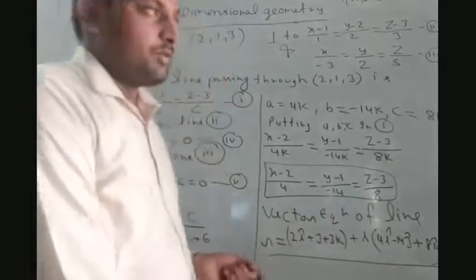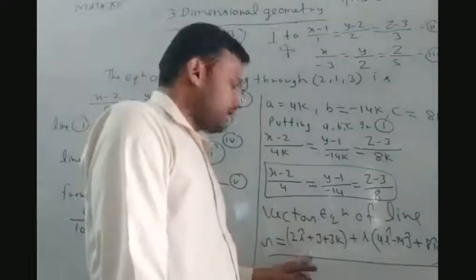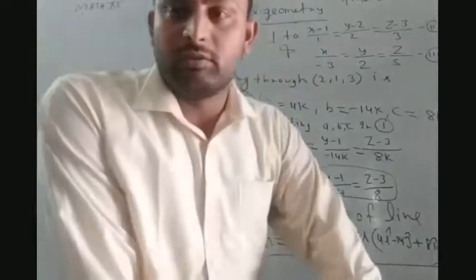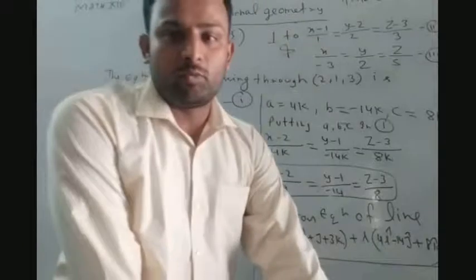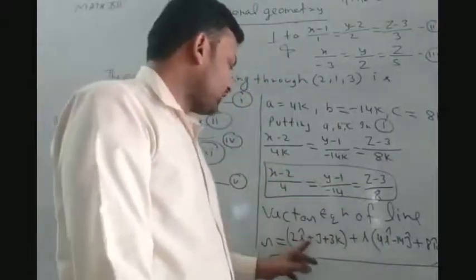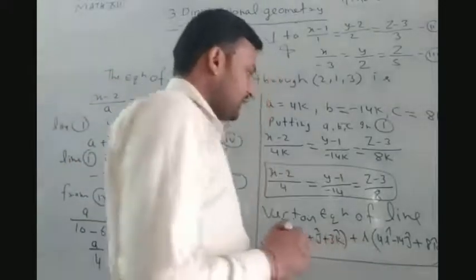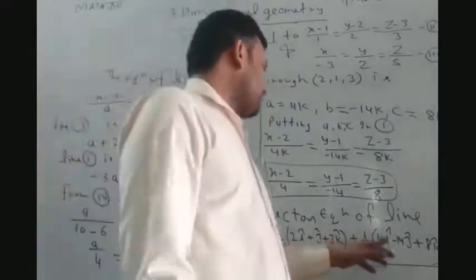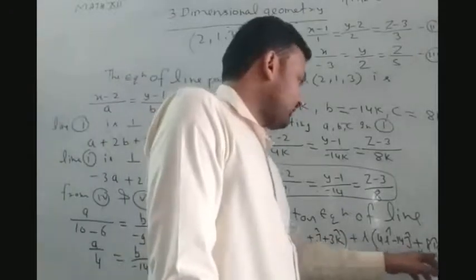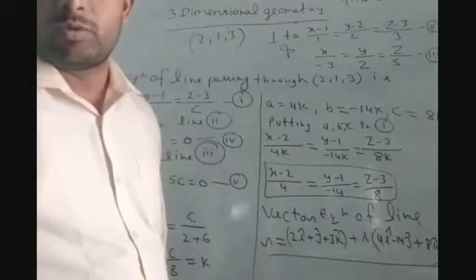Now our vector equation will be in the form of r is equal to a plus lambda b. A is the point and b is the direction. So here the point is 2, 1, 3, so we write 2i plus j plus 3k, and our direction will be 4i minus 14j plus 8k. Okay, it will be our answer. I hope you understand.